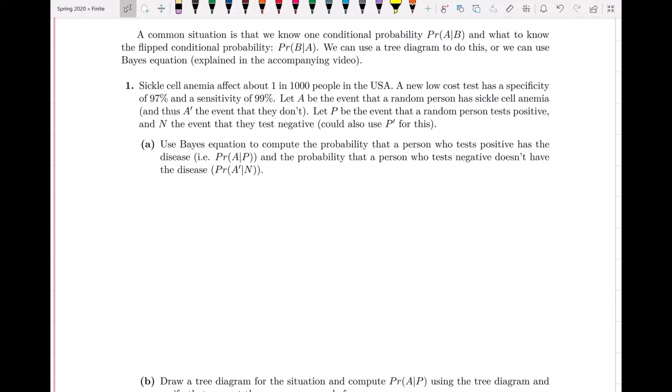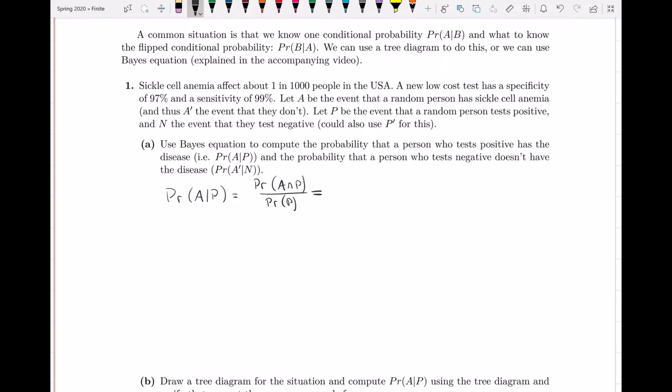Use Bayes' equation to compute the probability that a person who tests positive has the disease. So A is the event that a random person has sickle cell anemia, A complement that they don't. Let P be the event that a random person tests positive, and N the event that they test negative. Okay, so we want to compute the probability of having the disease, the probability of A given a positive test. And so, right, by definition, this is the probability of A and P divided by the probability of P.